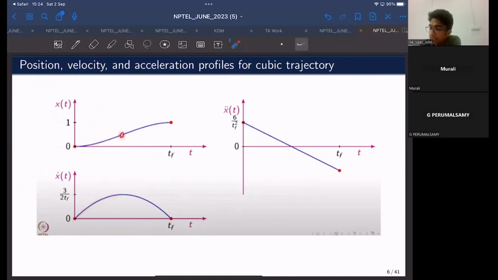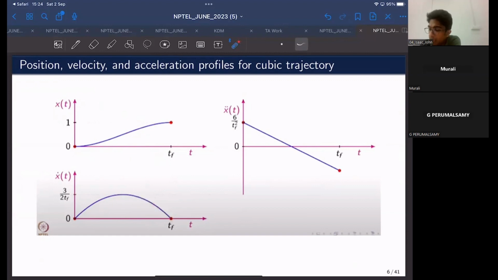And somewhere in the middle, you will have a point of inflection. That means the velocity does not increase anymore. It will saturate. The slope will be 0 at the middle. And from the midpoint all the way to the end point, you can see the position's rate of change is decreasing. That means the velocity is also decreasing.